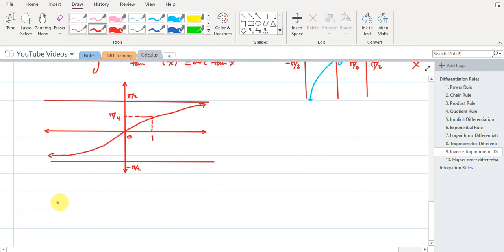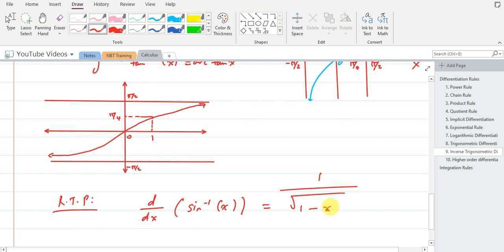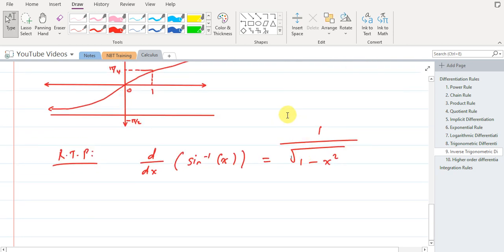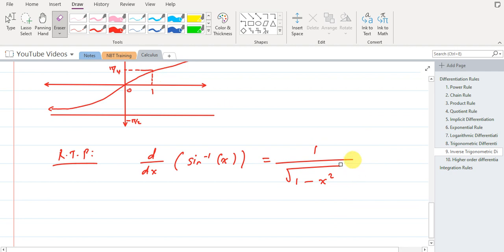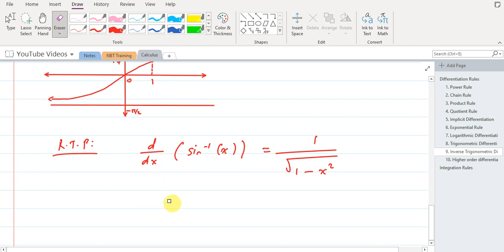So let's go back to number 1. Let's prove that d dx of the derivative of sine inverse x is actually equal to 1 over the square root of 1 minus x squared. That's what it's equal to. So let's prove this, and then you'll understand where it's coming from, and then we can apply. The proof for this is this, and arc cos and arc tan is given in a similar way.